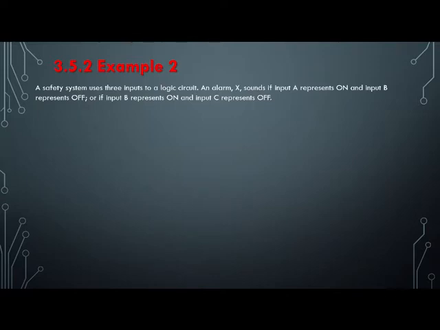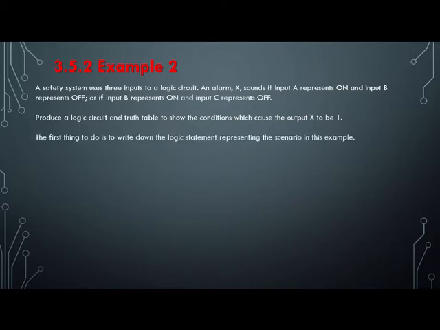A safety system uses three inputs to a logic circuit and alarm X sounds if input A represents on and input B represents off, or if input B represents on and input C represents off. Produce a logic circuit and the truth table to show the conditions which cause the output X to be 1.